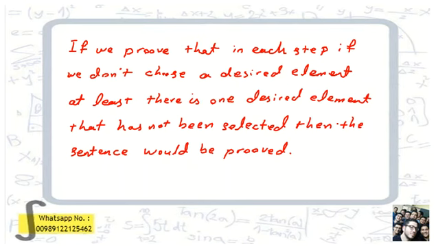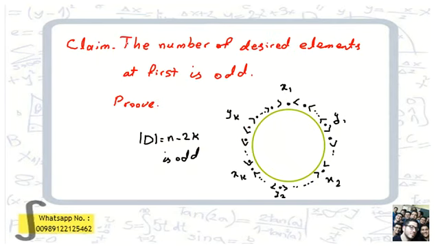So if we select the last element, 2021 for example, in the case of the problem, then we can say if we don't choose a desired element until 2021, then there exists at least one desired element that has not been selected, and that would be a contradiction. So then we can prove that at least in one step we choose a desired element. So let's at first consider this claim.